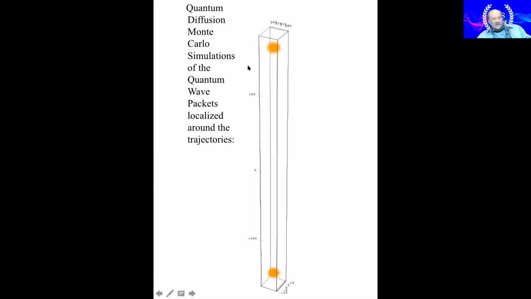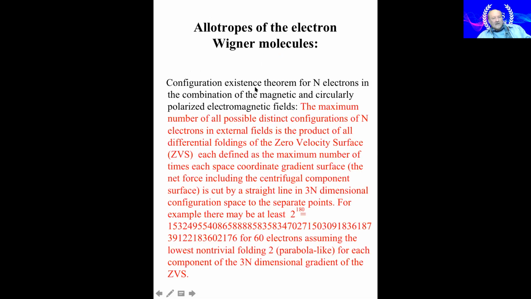So these are quantum diffusion Monte Carlo simulations of the Langmuir stabilized helium, when the wave function is represented by the density of points or walkers, the wave function itself, not the probability density. So now you will find out that if you have n electrons, you can have so-called allotropes of the electron Wigner molecules. So you can have many configurations which are stable, which are fixed, not moving in the rotating frame.